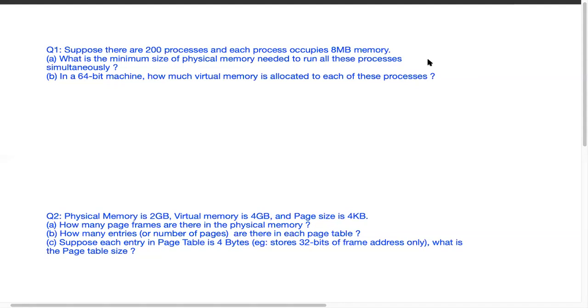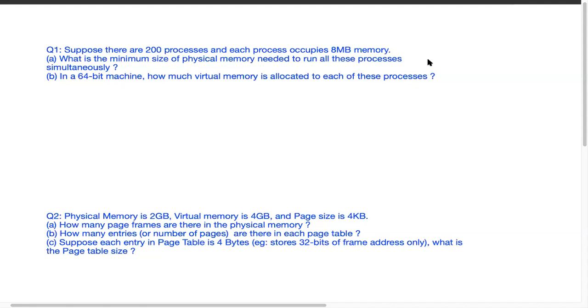Okay, so 200 processes and each process occupies 8 MB memory, right? So when it says it occupies 8 MB memory, that is the actual footprint of your application that the developer has created. But what does the computer say? We will give you much more than 8 MB as an illusion, right? But the first part of the question is straightforward. It's basically telling us that in case you want to fit all these 200 processes on the physical memory, then the minimum size of your physical memory would be 200 times 8 MB, right? So that is 1600 MB. Does that make sense? Any question there? Okay, it's 1600 MB.